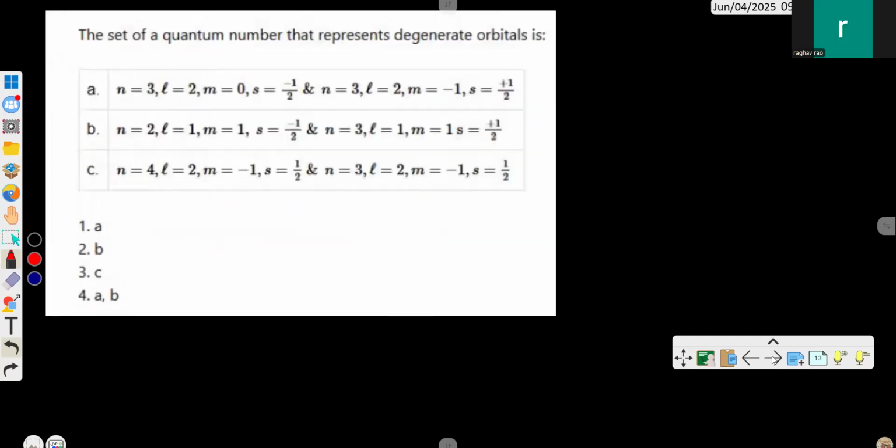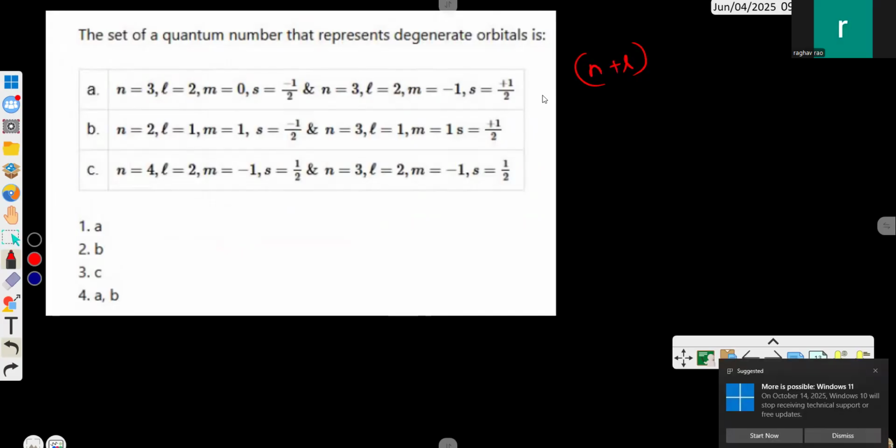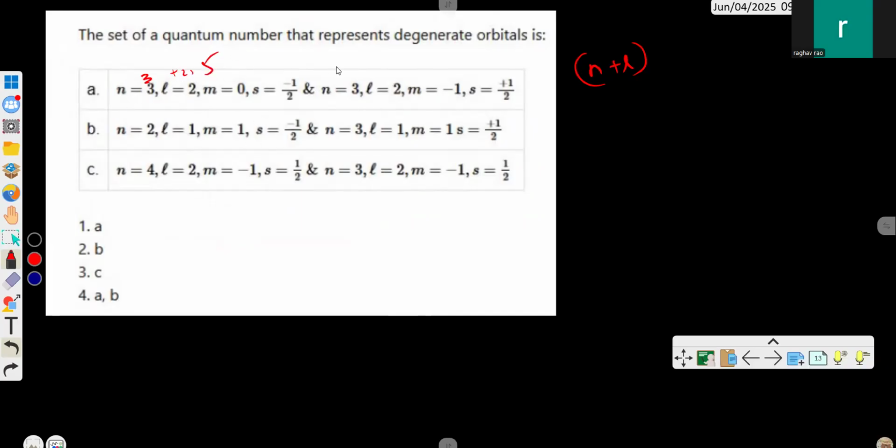Next, we'll move to another question: the set of quantum numbers that represent degenerate orbitals. The energy of the orbitals we can find out by the n plus L rule. So 3 plus 2 is 5, and here also it is 5. This is 3, this is 4, so this is not degenerate. This is 6, this is 5, this is also not degenerate. So only A is the answer for this question.